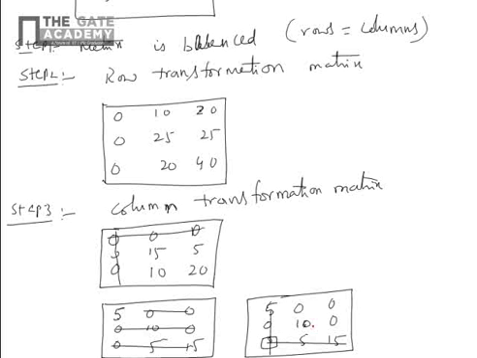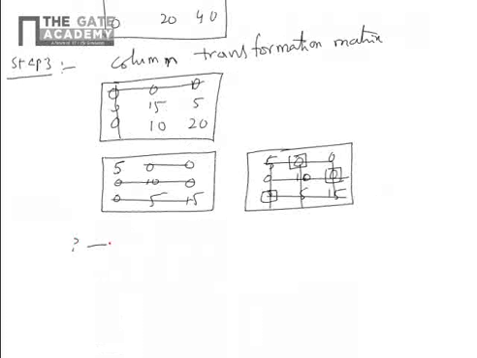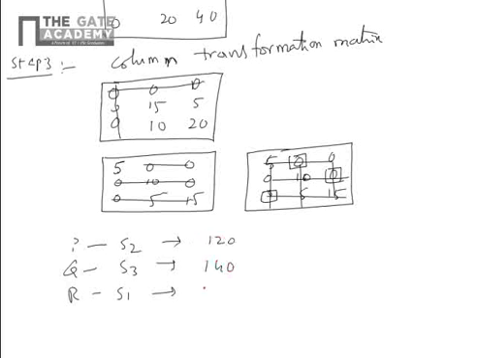So this is one allocation, this is another allocation, and this one is another allocation. Look at the values corresponding to those. P to S2, Q to S3, R to S1: P to S2 is 120, here it is 140, here it is 125. Answer is 385. That's it.